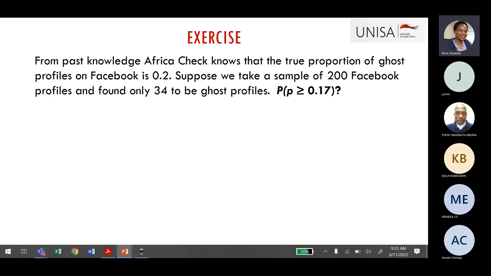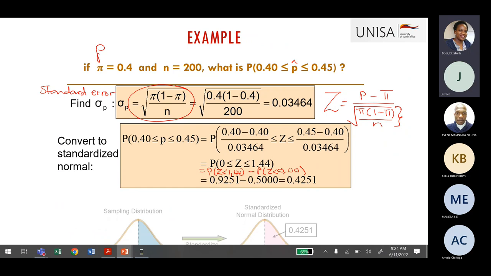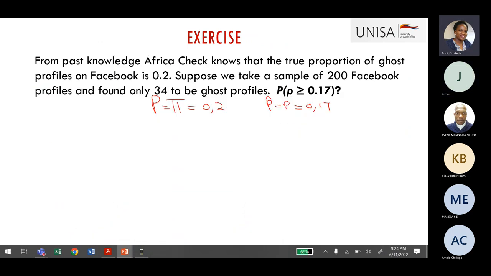Some of these things we used before, remember, in the other question where we were asked to find the population proportion and the sample proportion. We said our population proportion is 0.2, and our sample proportion was 0.17. Do you still remember that? I can go back two more steps. That's what we did, because it's the same question if you look at it. So I'm lazy to calculate the sample proportion again. We've already calculated that.